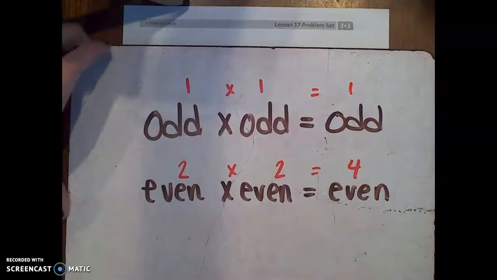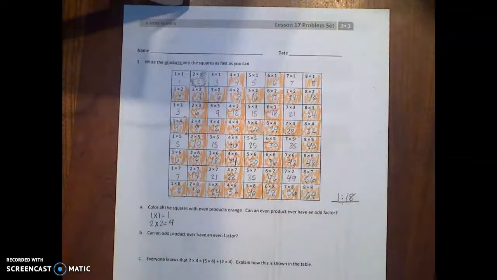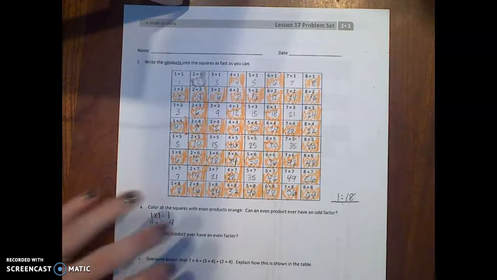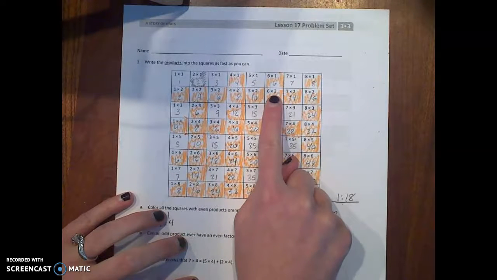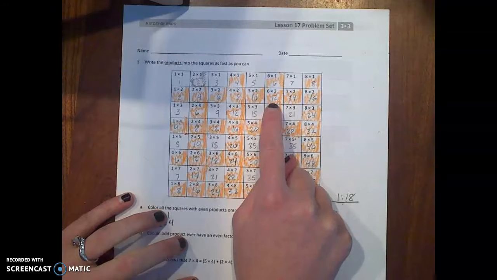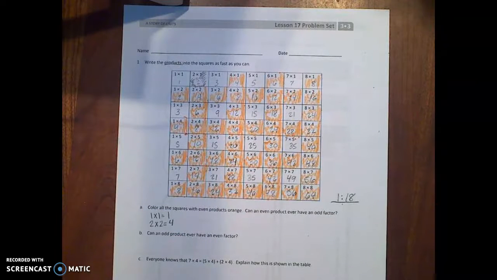Let's make sure that that's true. Let's look back at our chart here and find some even factors. So let's look here. 6 times 2. 6 is even, 2 is even. Look at that, my answer is 12, and it is even. Okay, so we know that works.